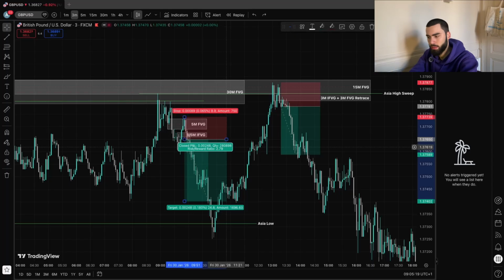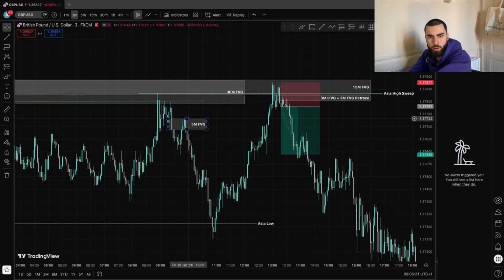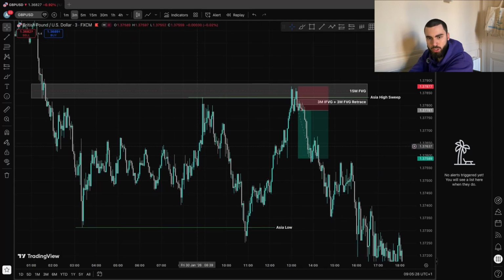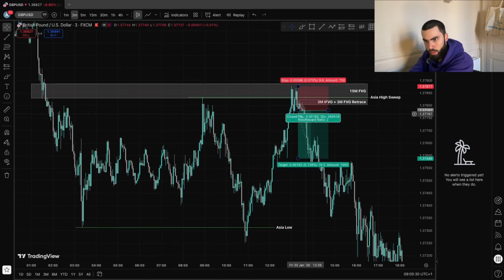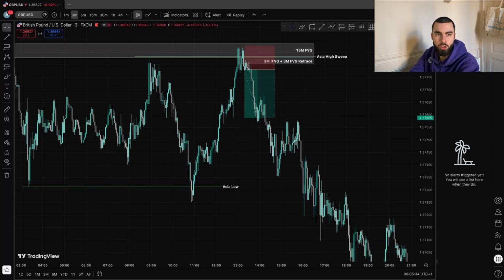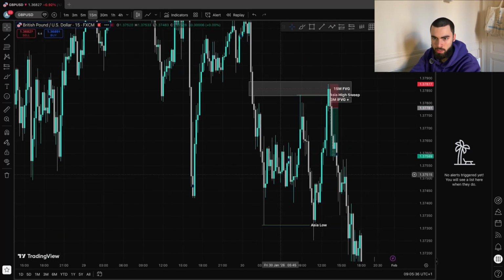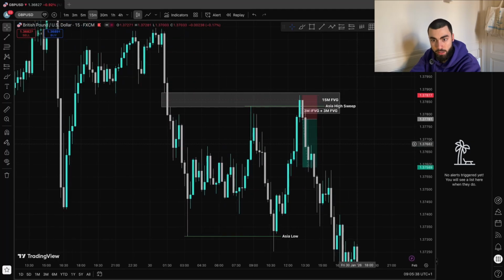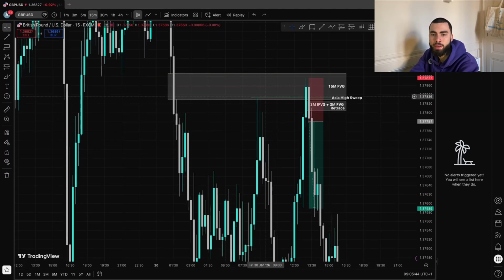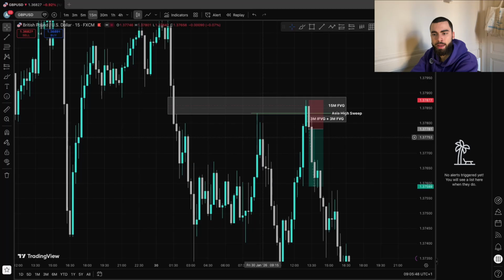Let me delete all of this stuff real quick so you can see it a bit better. All I had in mind was for price to go back up, sweep the Asia highs, and then come back down, which also happened. So I scaled back up and I was like, okay, what is there to target? Then I noticed that there is this 50-minute fair value gap resting right above, or it's tapped a little bit inside of it, but it's resting right above the Asia high.